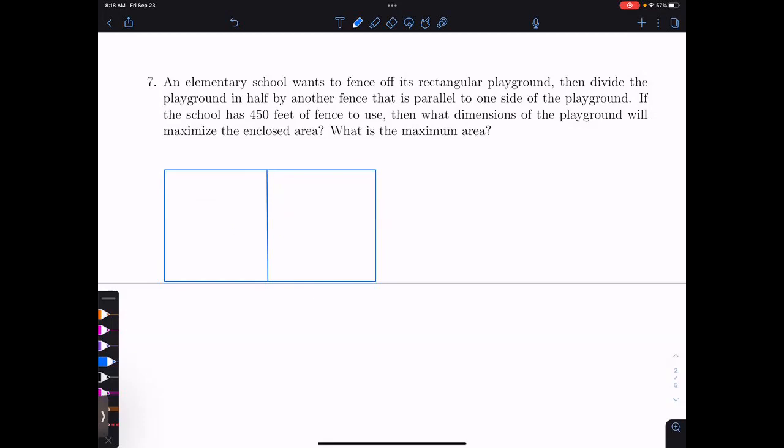So what do I need to do? There's 450 feet of fence available. We want to find the maximum area again, and the dimensions that give the maximum area. So there are sort of 2 questions here. Once we've got a diagram, we need to label it. So what do you think?